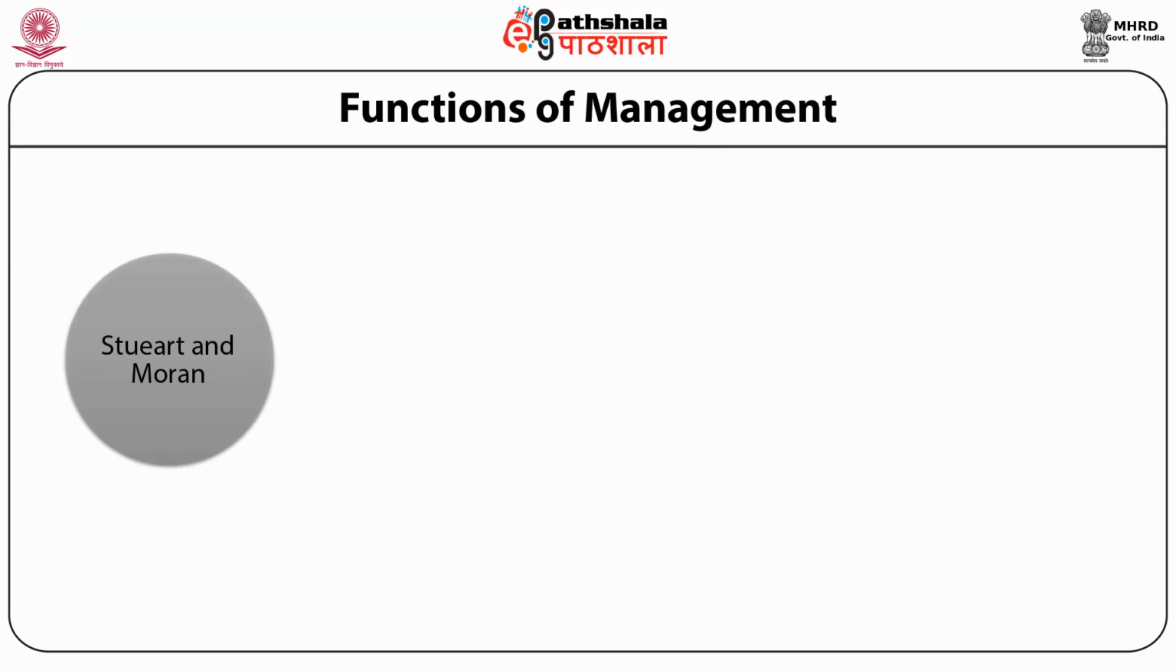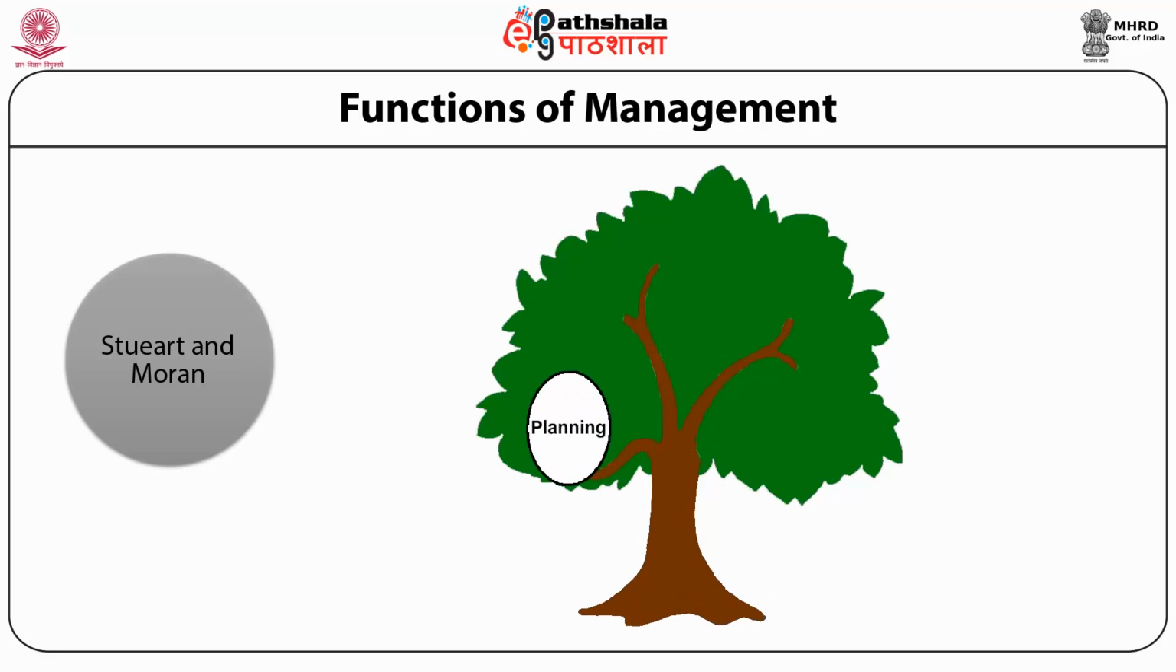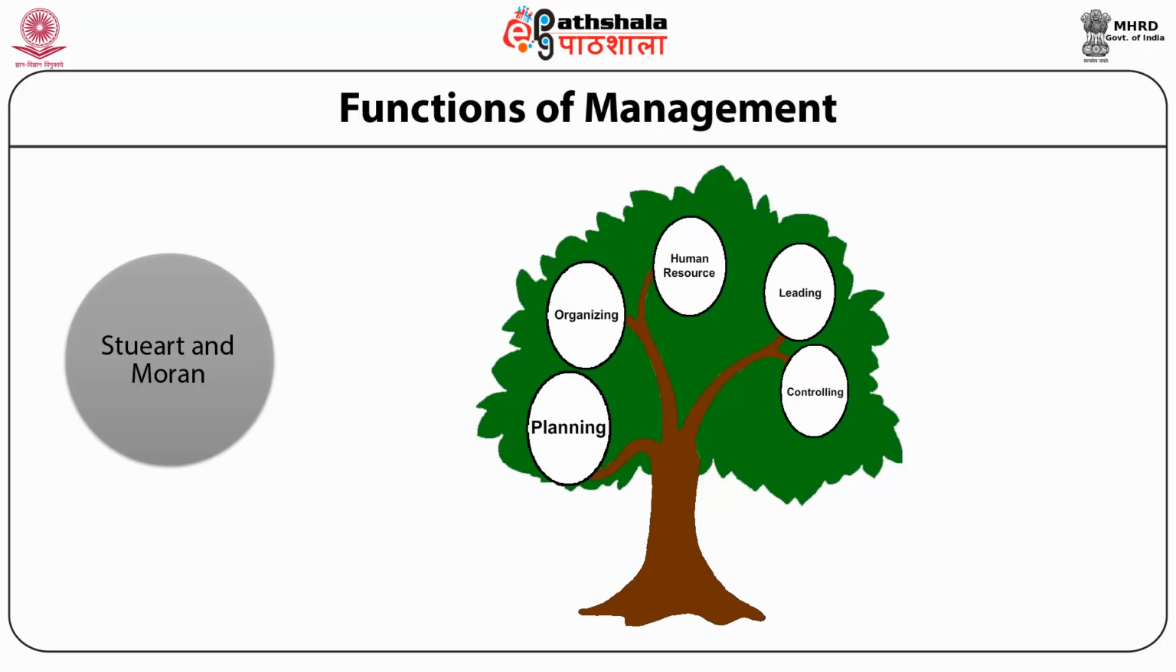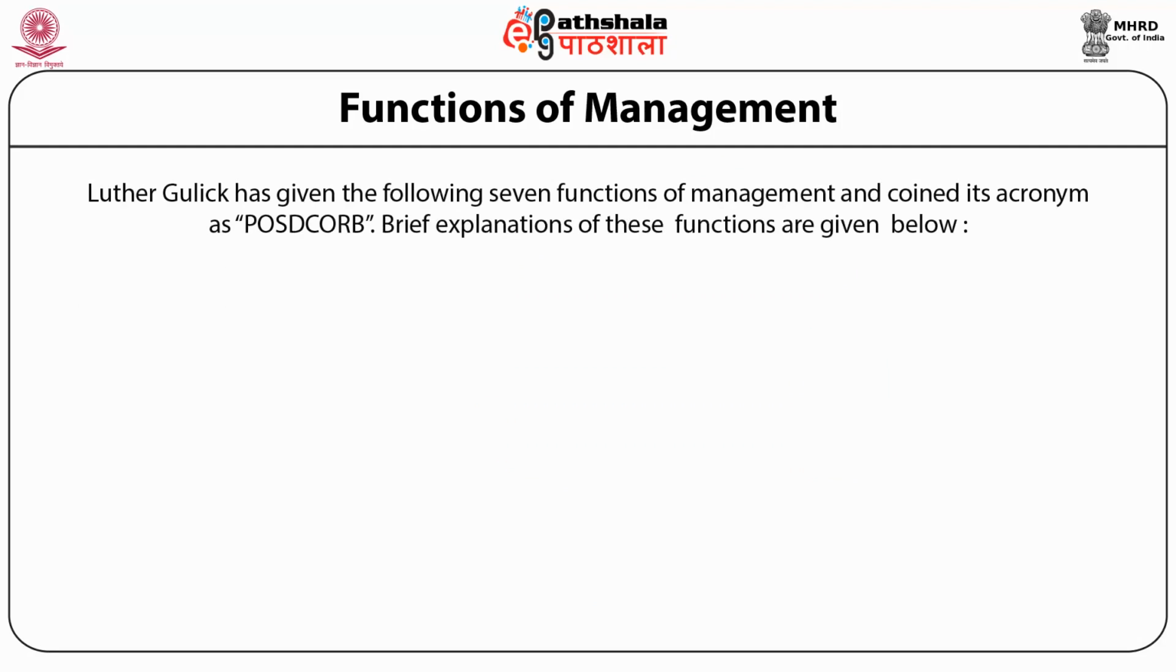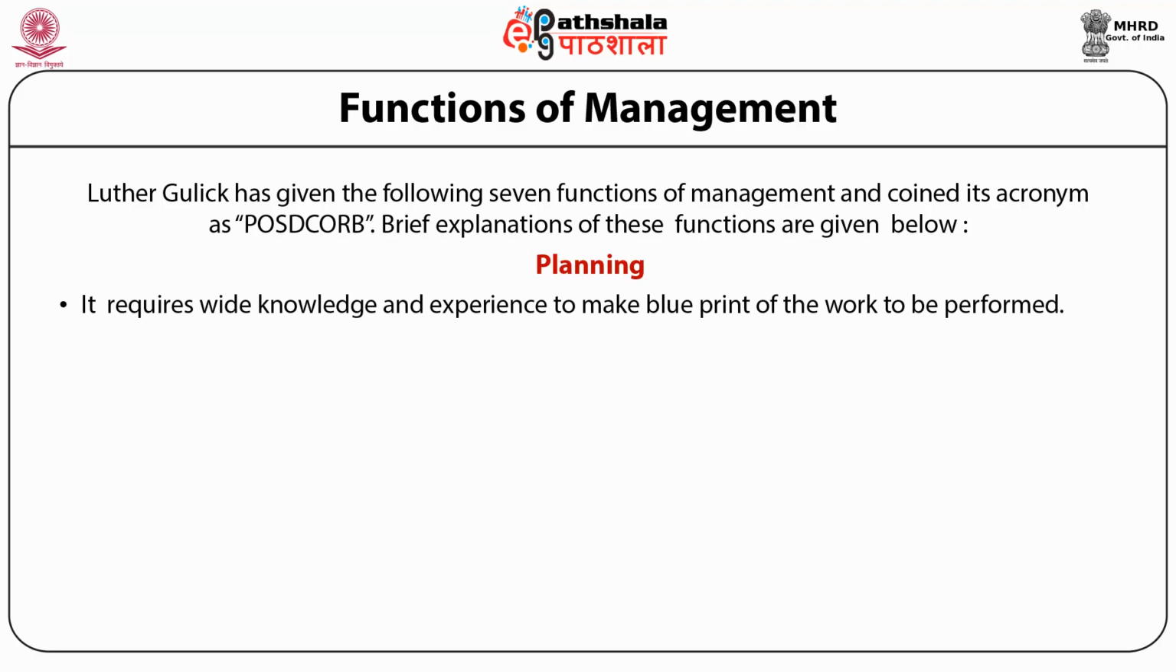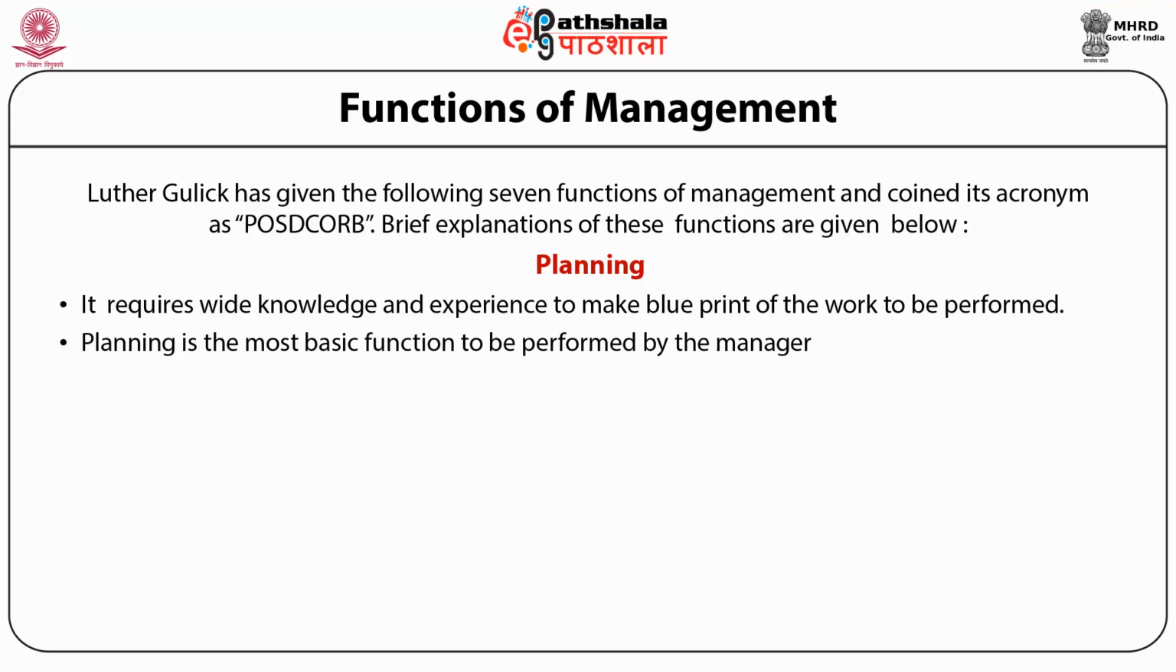Stewart and Moran have formulated the following 5 functions of management. 1. Planning, 2. Organizing, 3. Human resource, 4. Leading, 5. Controlling. Similarly, Luther Gulick has given the functions of management in the acronym POSDCORB, which are explained as follows. P for planning. It requires wide knowledge and experience to make the blueprint of the work to be performed. Planning is the most basic function to be performed by the manager. In libraries also, very careful planning is required for successful fulfillment of the requirements of the users.